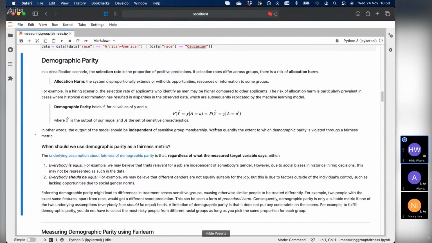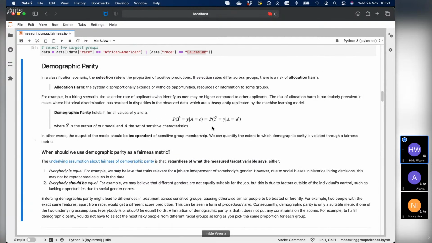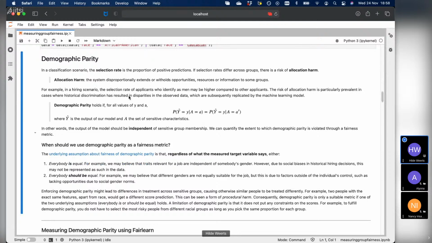So what this means is that the proportion of positives is equal across groups. And for example, in a hiring scenario, this could mean that the proportion of people that we actually hire based on what the algorithm said is the same in the group of women compared to the group of men, or compared to the group of any other gender that you prefer.